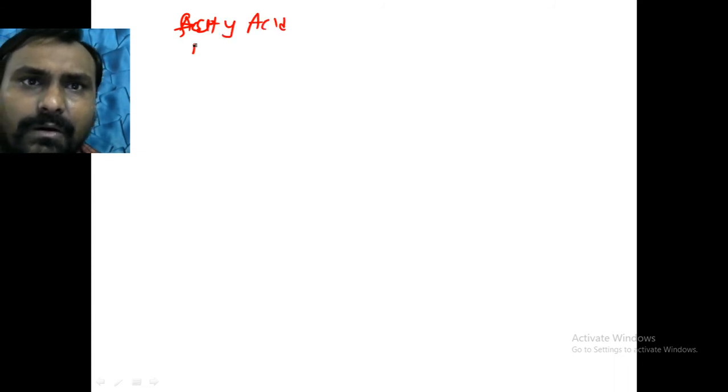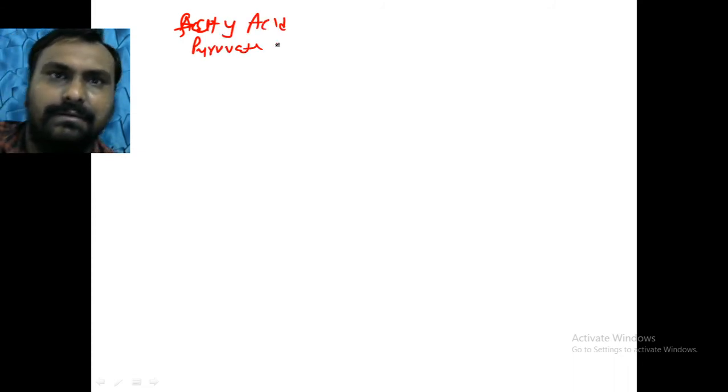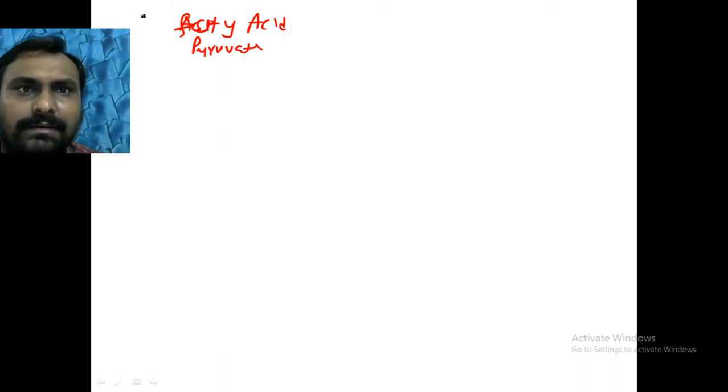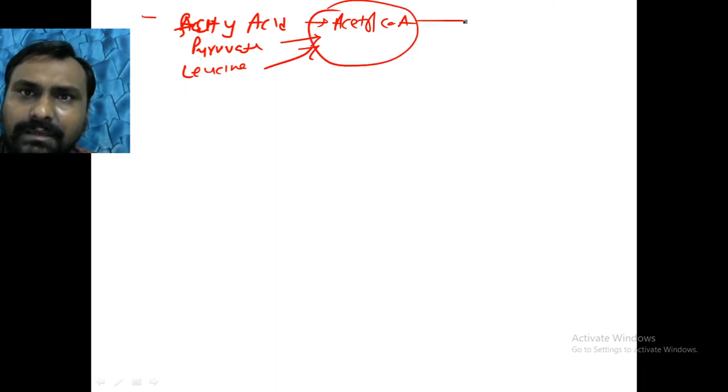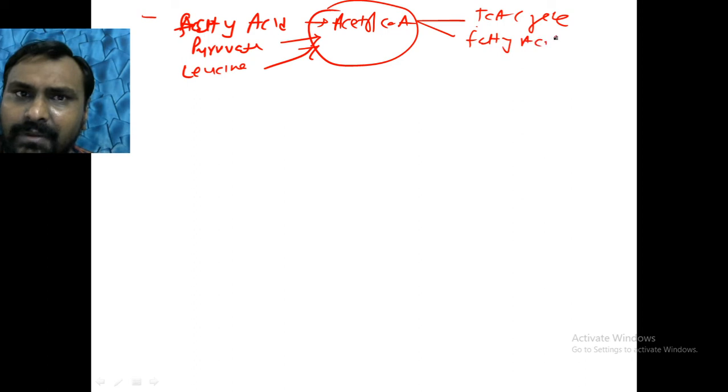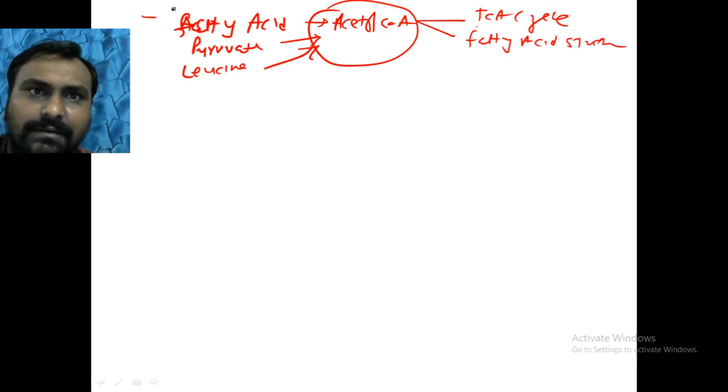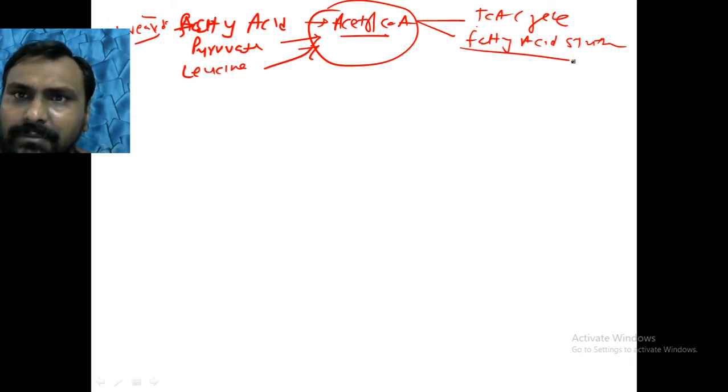Okay, fatty acid or pyruvate. Fatty acid is converted to acetyl CoA, pyruvate is converted to acetyl CoA, then leucine and other ketogenic amino acids will form the acetyl CoA. Now this acetyl CoA is used in the TCA cycle, right? It is used for the fatty acid synthesis, first step. Here fatty acid breakdown forms acetyl CoA, and this acetyl CoA is utilized for the fatty acid synthesis.